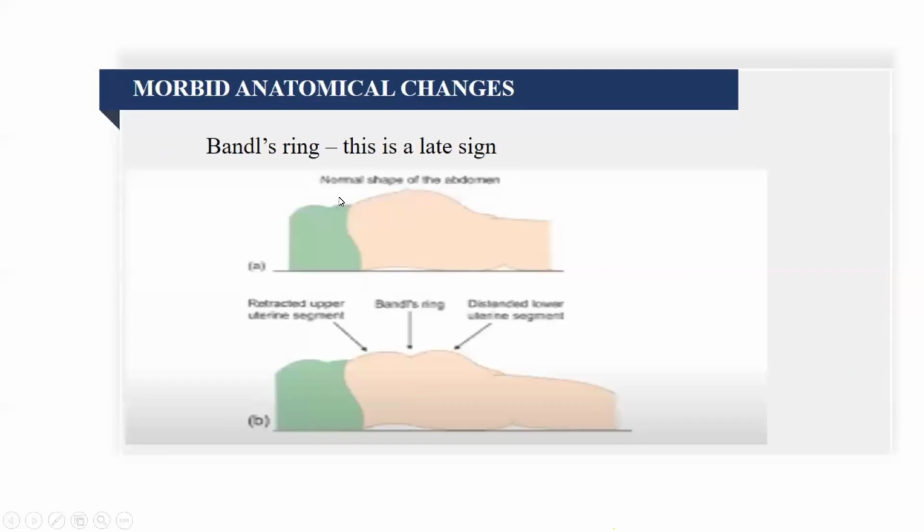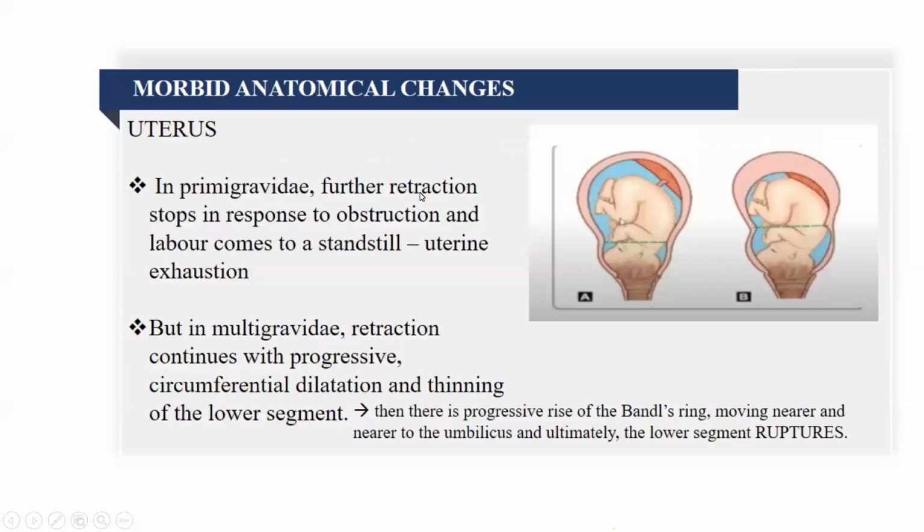So this is how it appears on the outside. This is the normal abdomen in figure A, and figure B shows the Bandl's ring, with the upper part showing the retracted upper uterine segment, and the distended lower segment also seen. In between, there's a groove that forms, which is the Bandl's ring. It's essential to note that Bandl's ring is a late sign.